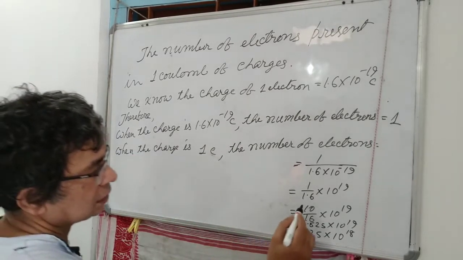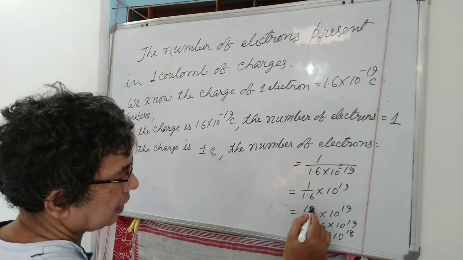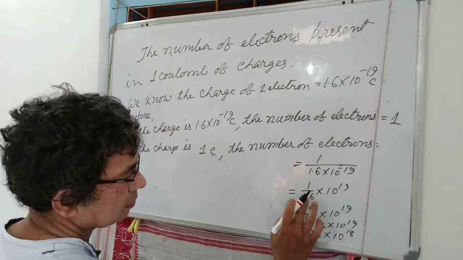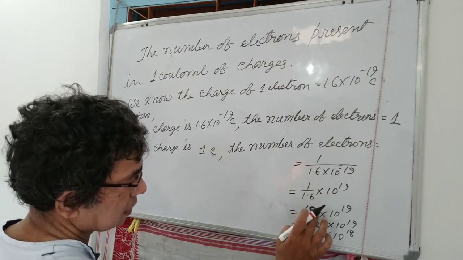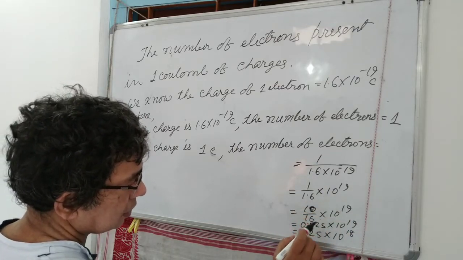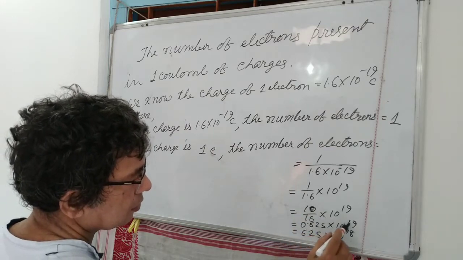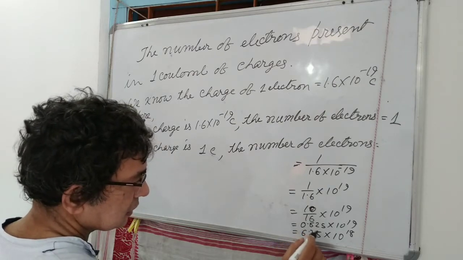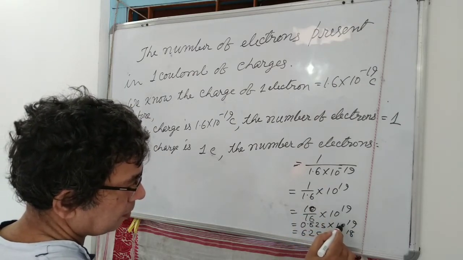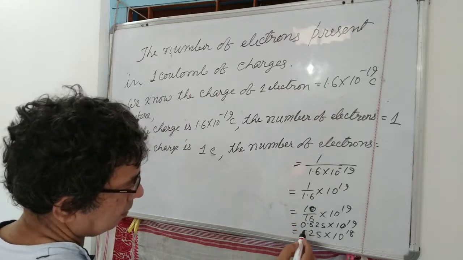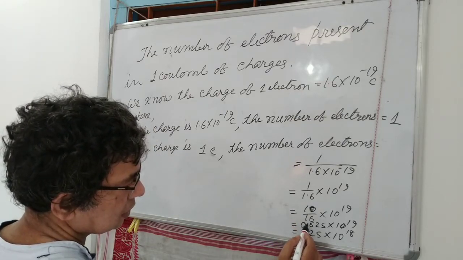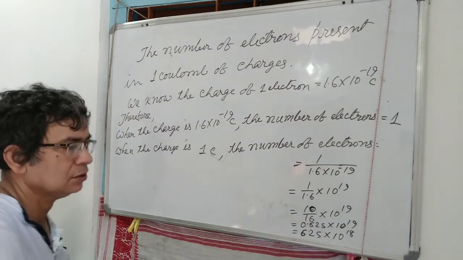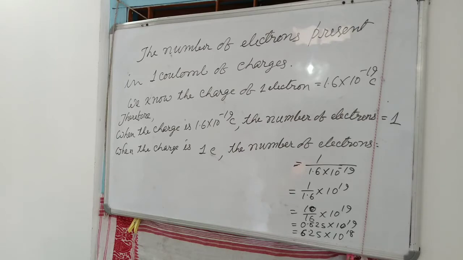Now, to remove the decimal, we multiply it by 10. So 1.6 multiplied by 10 is 16, and 1 multiplied by 10 is 10. That is 10 by 16 into 10 to the power 19, which is 0.625 into 10 to the power 19. Decimals are expressed in powers of 10 by keeping one number on the left side of the decimal, so it is 6.25 into 10 to the power 18. The number of electrons present in 1 coulomb of charge is 6.25 into 10 to the power 18. It is a very big number of negatively charged particles.